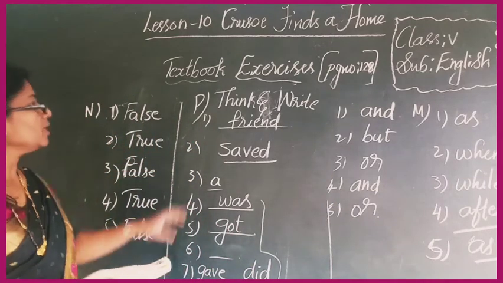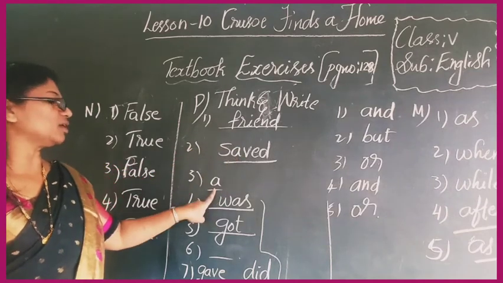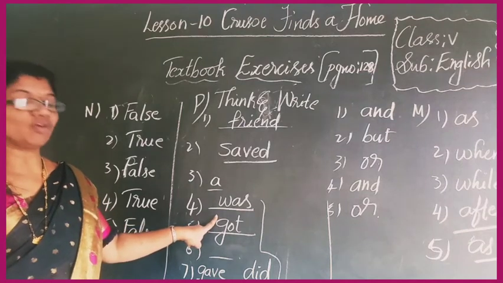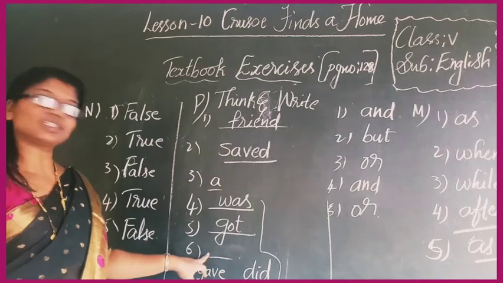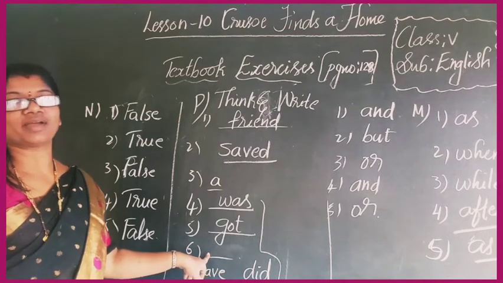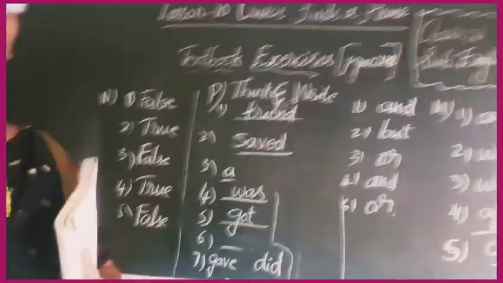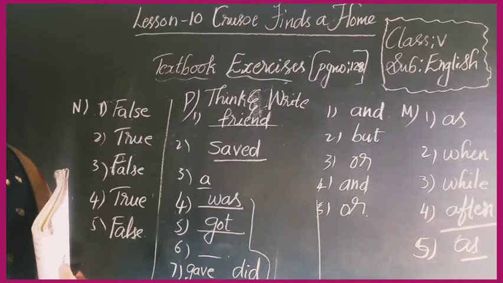Got it? The first one, friend, spelling mistake. Second one, saved. Third one, okay, not active. Fourth one, I were, they have given I was. Next, when I get up, no, when I got up. Fifth one. Sixth line, we won't find any mistakes. Seventh line, two mistakes. In the place of give, gave. In the place of I do the same, I did the same. You need to write.